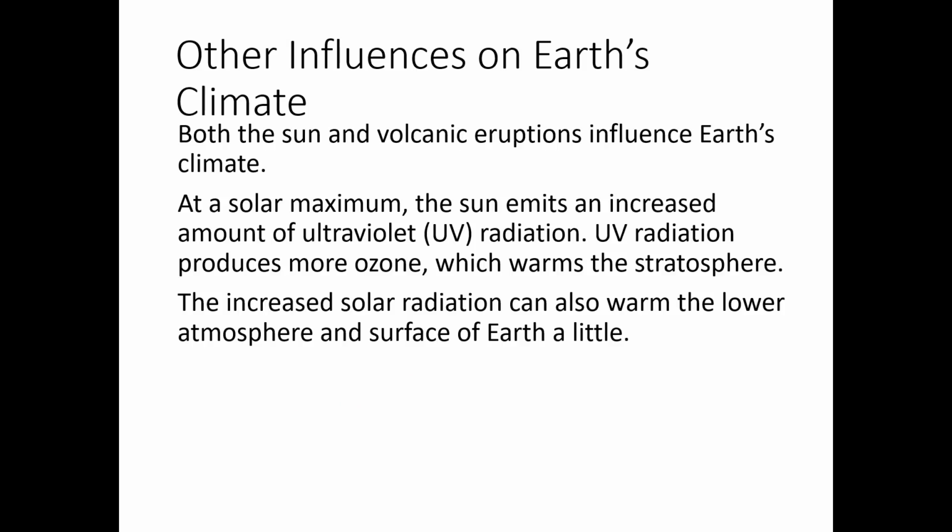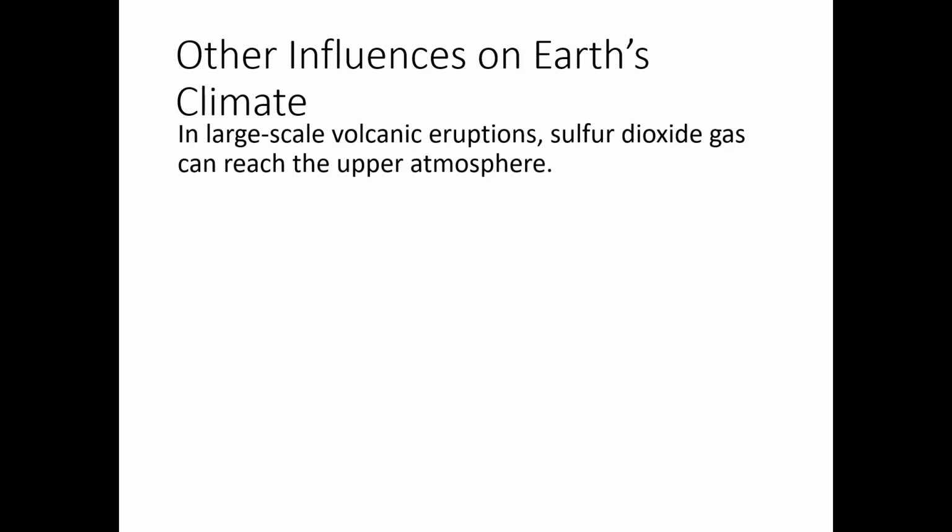So some other influences on Earth's climate are going to be the sun, specifically what's called a solar maximum. A solar maximum is when the sun emits an increased amount of UV radiation. To remind you, UV radiation is the radiation that we don't want. UV radiation is going to produce more ozone, which is going to warm the stratosphere. And some of that radiation will also get to the lower atmosphere. We're going to warm the surface of the Earth as well.